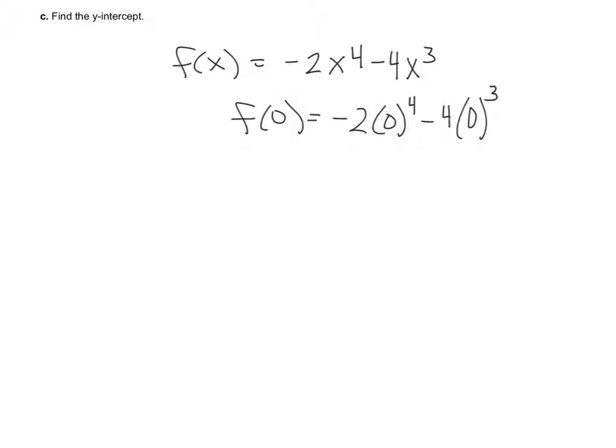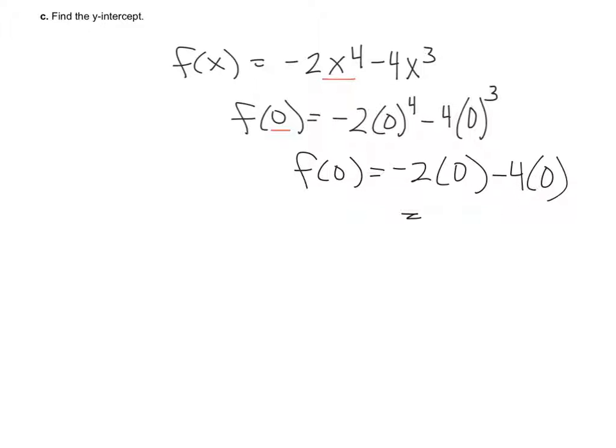Part C, find the y-intercept. The y-intercept is found by plugging in 0 wherever we see an x in the original problem. If we simplify this, we get f of 0 equals negative 2 times 0 minus 4 times 0. This is 0 minus 0, so f of 0 equals 0, and the y-intercept is 0, 0.